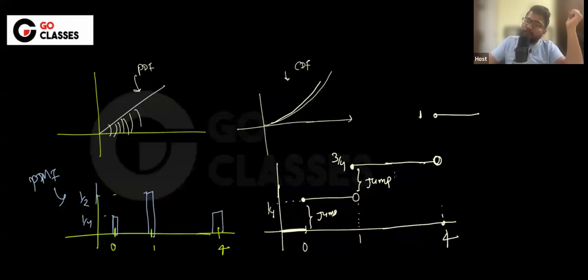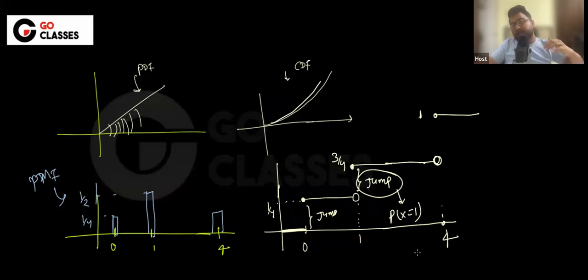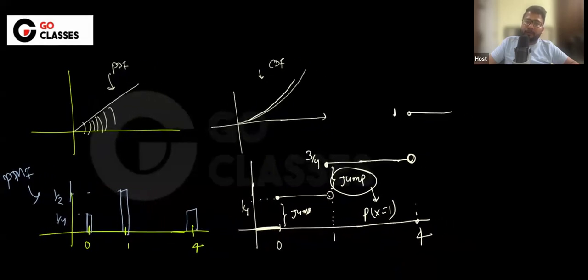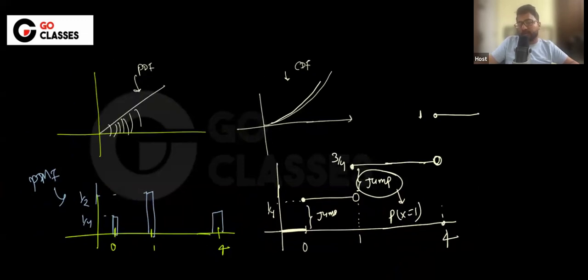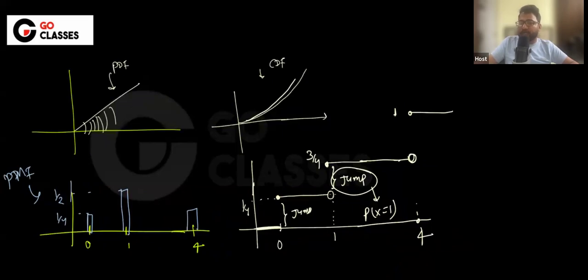Can anyone tell me how much jump we are doing? We are adding this much. What is this? This is the probability of x being 1. So at x equal to 1, how much jump are we doing? Interestingly, it is just the probability of x being 1. So the jump is defined by the probability of x being 1. Is this phenomenon clear? In case of continuous, the CDF looks very smooth, but in case of discrete, the CDF looks something like this, right?